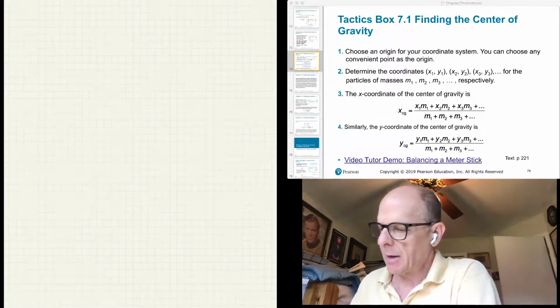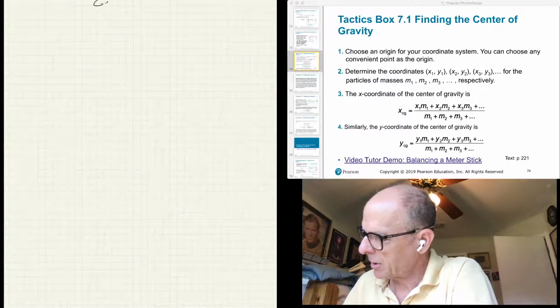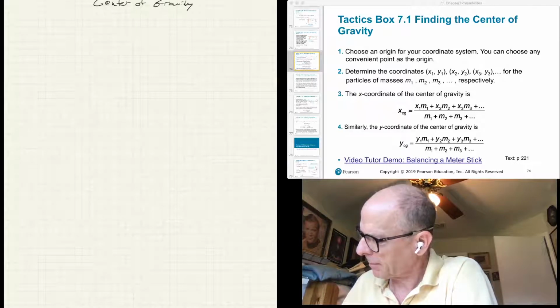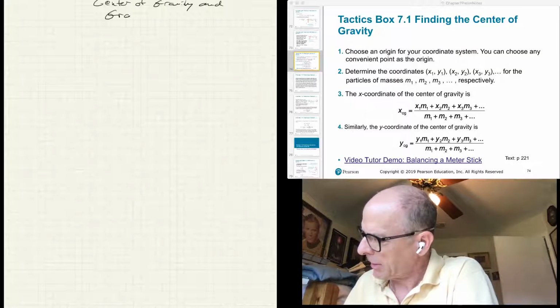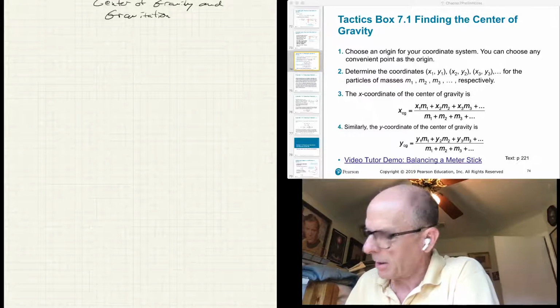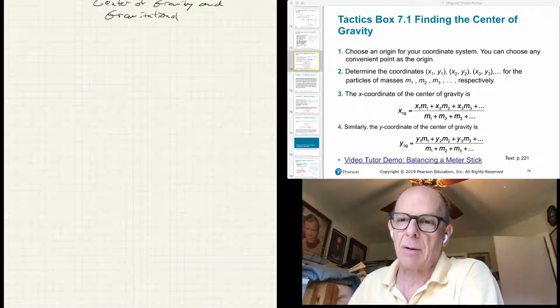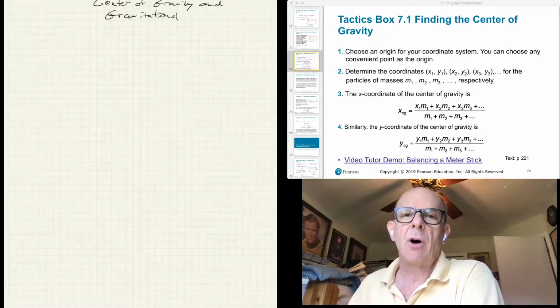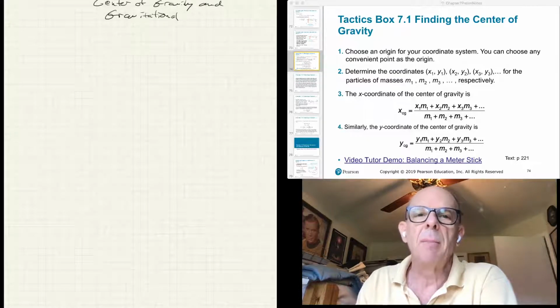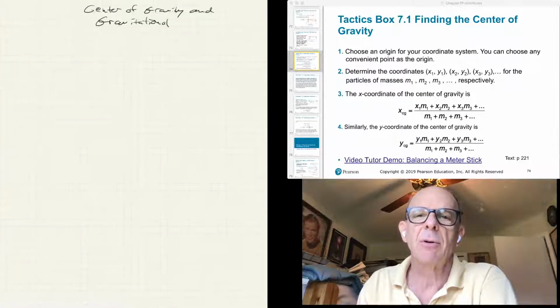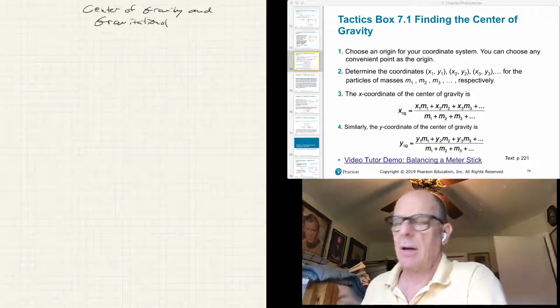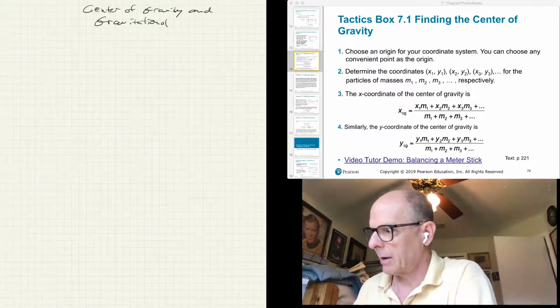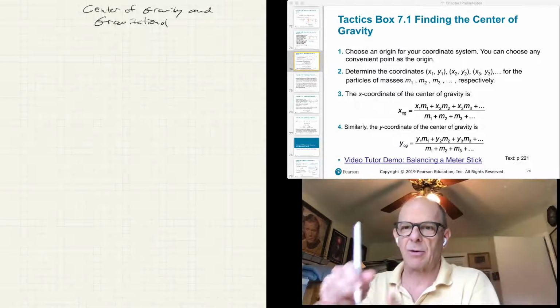Let's do an example on calculating center of gravity and gravitational torque. Gravitational torque just means it's the torque on an object due to the force of gravity on that object. Remember, torque is always due to a force that's causing an object to potentially twist, and gravity is a force acting on an object, so that could cause an object to twist.